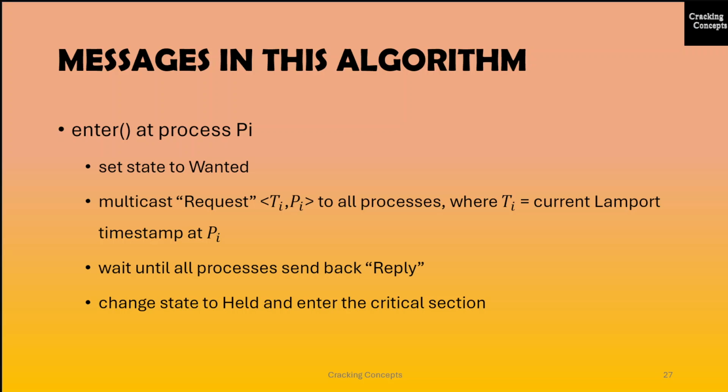Now we look into the messages used in this algorithm. So here in the enter function at process Pi, we set the state of the process to wanted. Then we multicast the request in this form, containing its timestamp and process ID, to all the processes, where, as we saw, Ti is the current timestamp at process Pi. Then this process will wait until all the processes send back a reply. After that, this process will change its state to held and enter the critical section.